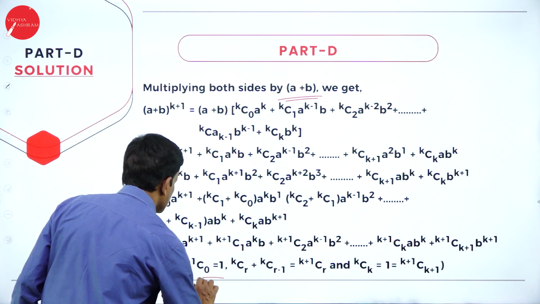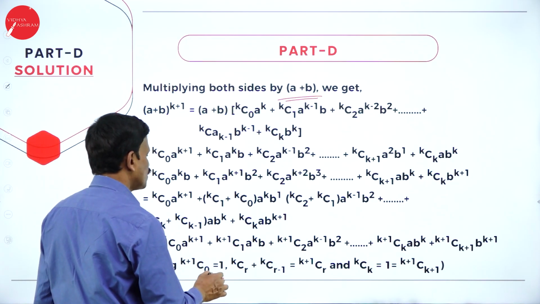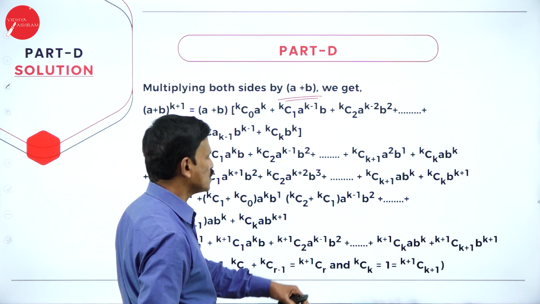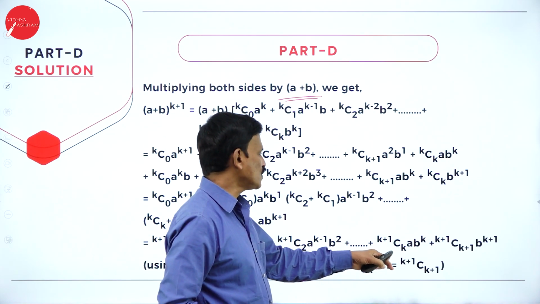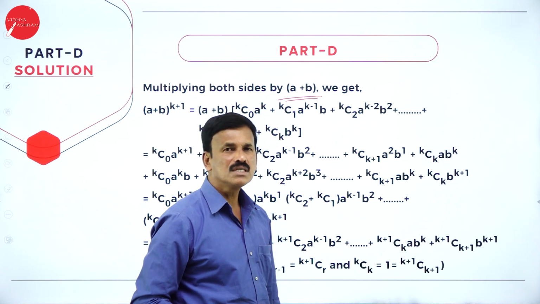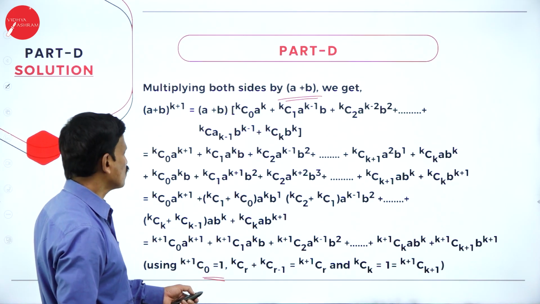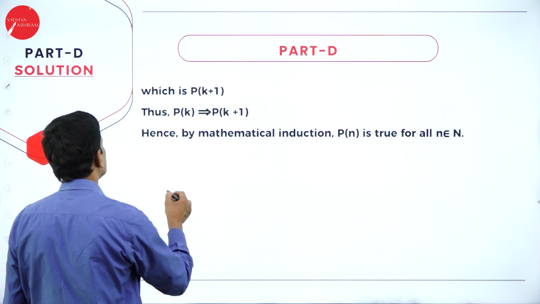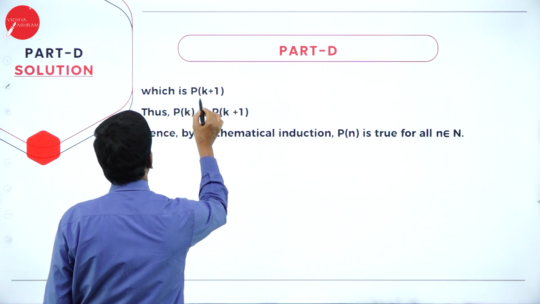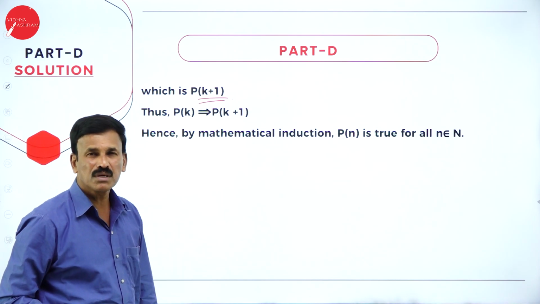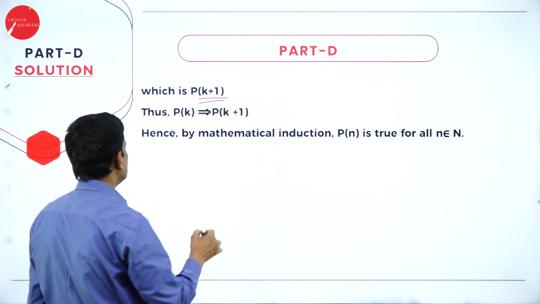Using the concept that k plus 1 c0 is equal to 1, kcr plus kcr minus 1 is equal to k plus 1 cr, and kck is equal to 1, which is also equal to k plus 1 c k plus 1, and ncn is equal to 1. So using these formulas, if you substitute here, this implies P of k plus 1 is also true. Thus P of k being true implies P of k plus 1 is also true.